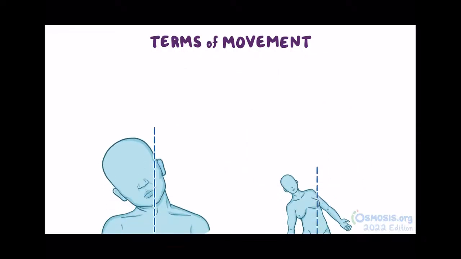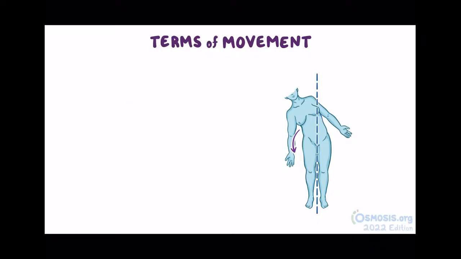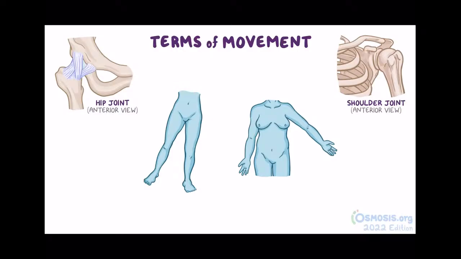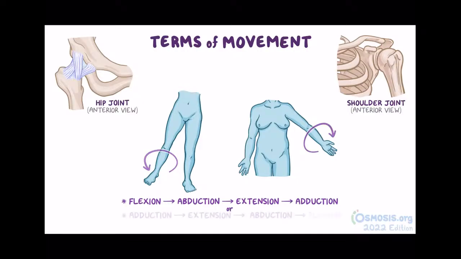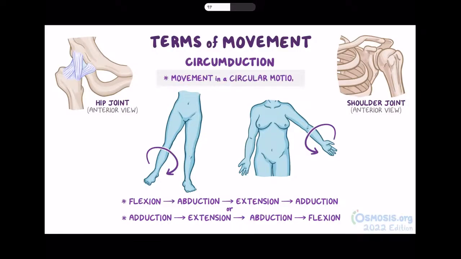Now, keep in mind that structures in the midline, like the neck or trunk, may also move to the sides. This is referred to as lateral flexion or lateral bending. Now, at some joints, like the hip and shoulder, if we sequentially perform flexion, abduction, extension, and adduction, or these movements in the opposite order, we get a compound circular movement called circumduction. In circumduction, the proximal end of the joint remains fixed while its distal end moves in a circular motion.